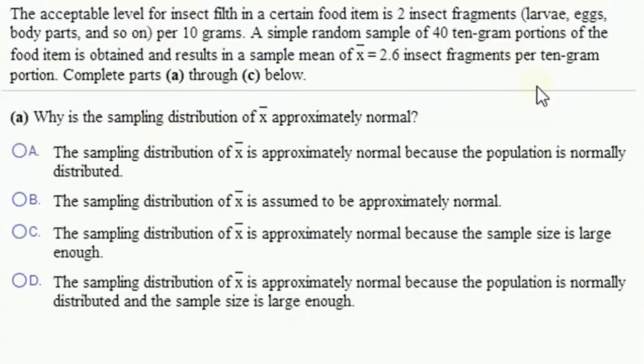Okay, now we are talking about sampling distributions. So we're looking at, this is a little bit gross, but the acceptable level for insect filth in a certain food item is 2 insect fragments per 10 grams. A simple random sample of 40 10-gram portions is obtained, with a sample mean of 2.6 insect fragments per 10-gram portion.